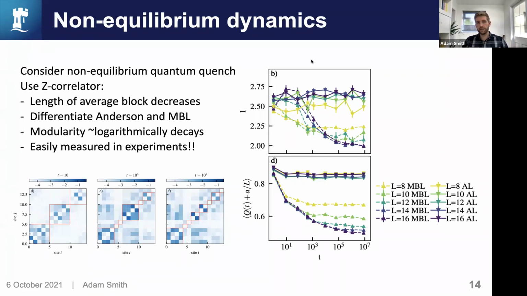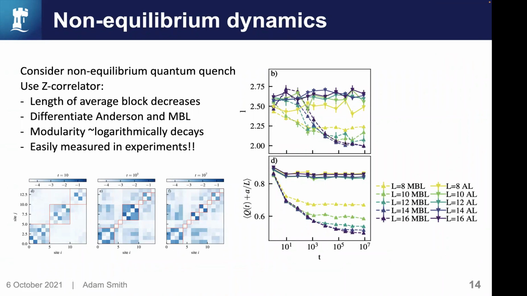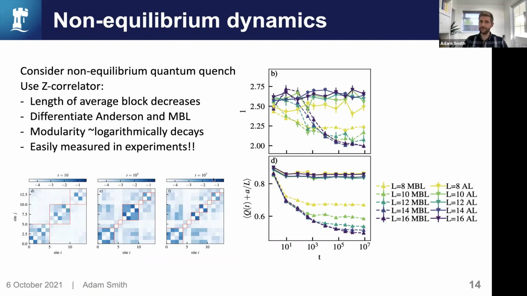So then what we did was we used our graph theory to analyze the states at different points in time after our quench. I plot two different quantities here. First is the average length of the block, which is somehow going to be related to the localization length in the system. And we also plot the average modularity. What we find is that we are able to distinguish MBL from Anderson localization. We have a continued decrease in the size of the blocks, and also a continued decrease in the modularity of the optimal cluster.